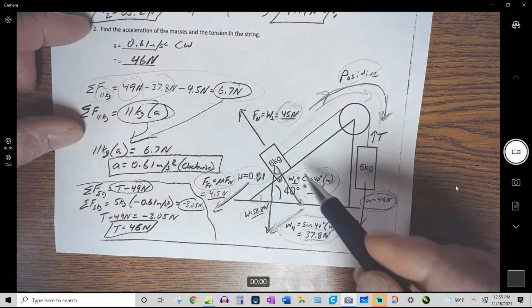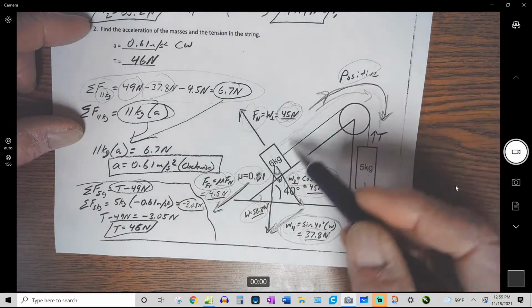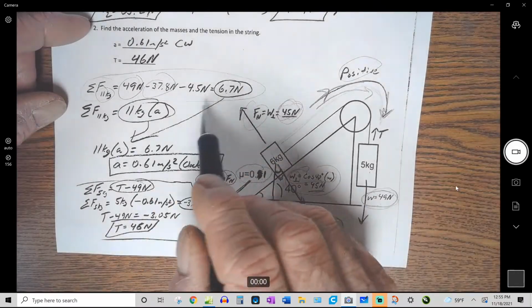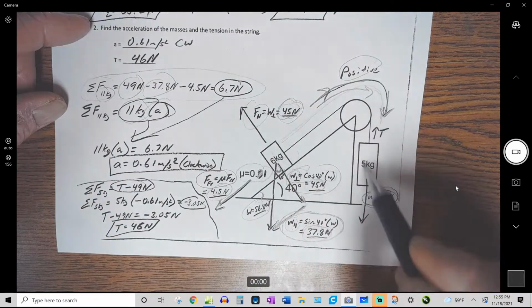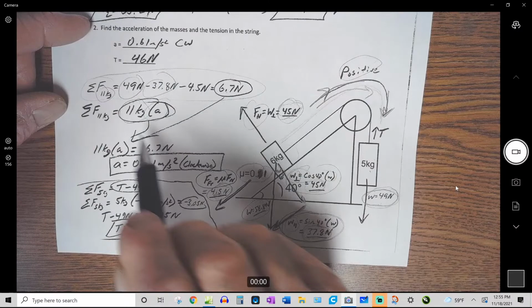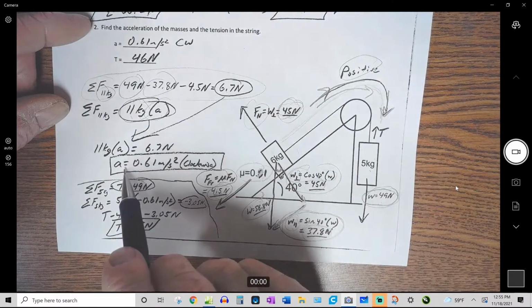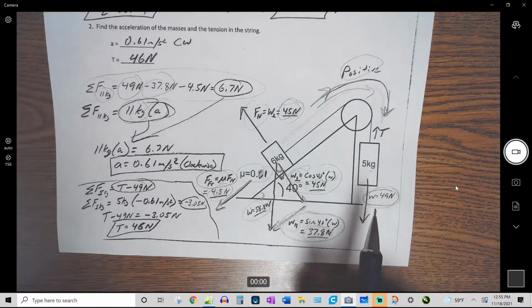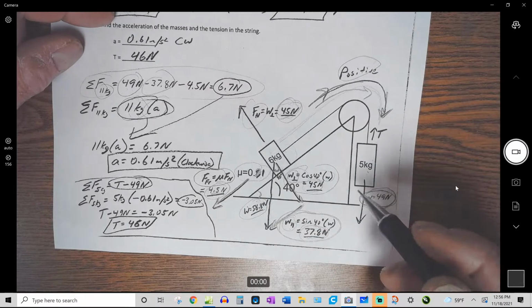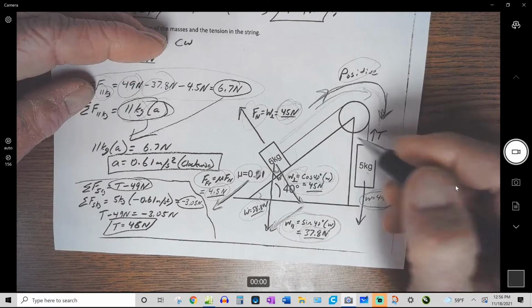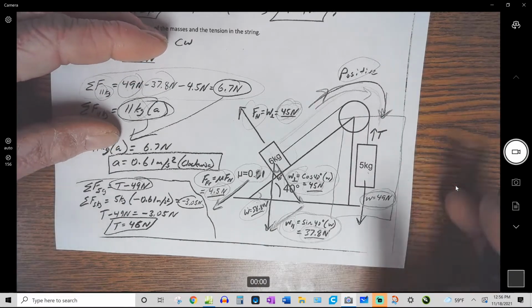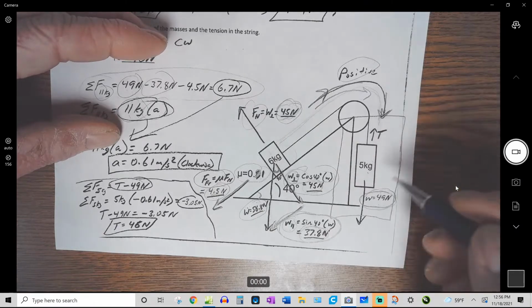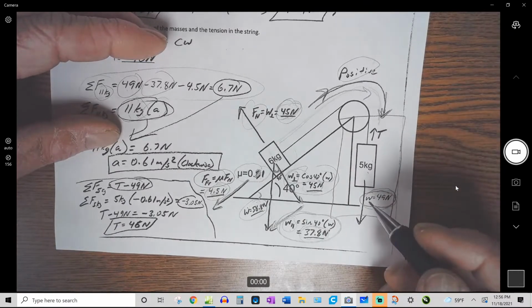So there's still a net force moving this way. This thing is still going to go. The net force equals mass times acceleration. The mass of the whole system is 5 plus 6, 11. So 11 times a equals 6.7. Therefore, a is 0.61 meters per second squared clockwise. So now I know the acceleration. The last part, to find T, I just isolate this. You can do it another way, but this is the easiest way. Just isolate this. This is like what we did on the last test.